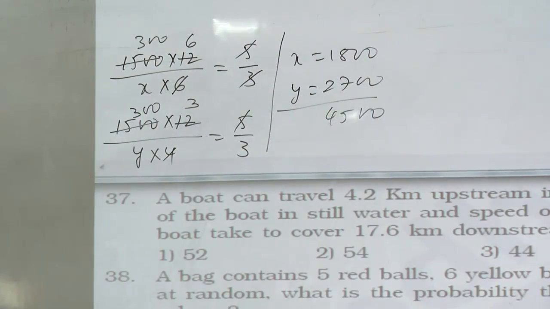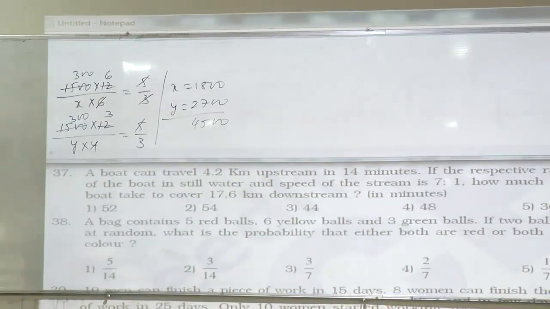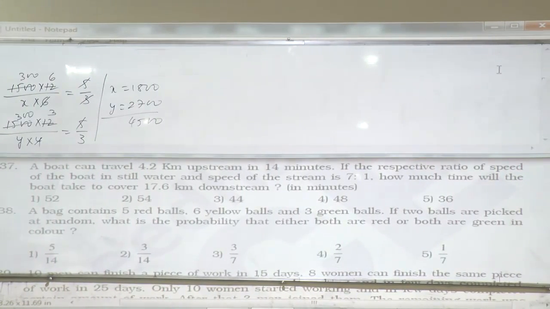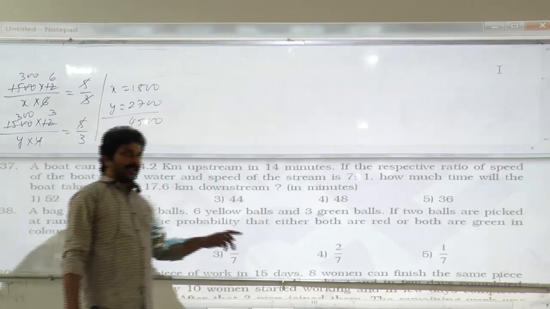Next, 37. A boat can travel 4.2 kilometers upstream in 14 minutes. If the respective ratio of the speed of the boat in still water and the speed of the stream is 7:1, how much time will the boat take to cover 17.6 kilometers downstream? Now what is the man's speed from the ratio?